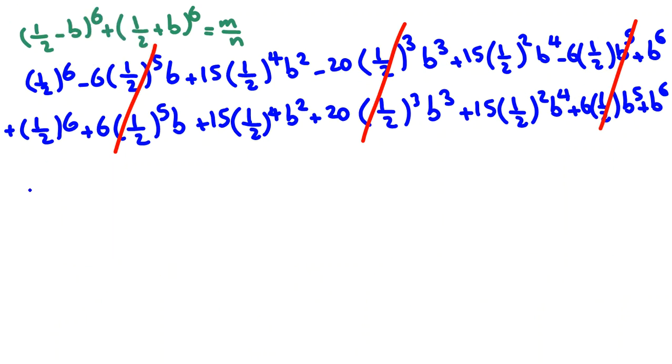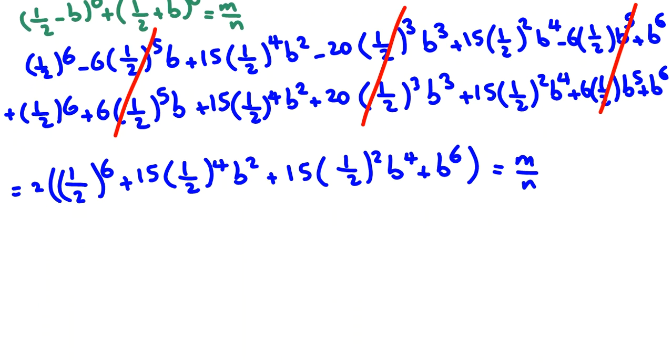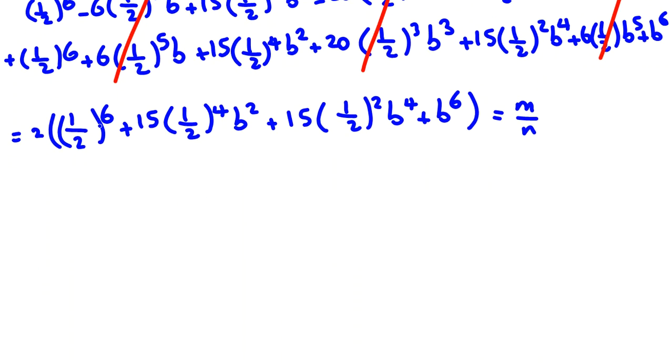Okay, so it will be what? 2 times (1/2)^6 plus 15 times (1/2)^4 b^2 plus 15 times (1/2)^2 b^4 plus b^6, it is equal to m over n. Now I want to calculate, it is what? 1/2 to the 6 will be 64, so 2 times 1 over 64 will be 1 over 32. It is 15 over 16. You have 2 times that, 15 over 16, and 2, 8 will be left. It is 15 over 4 because we multiply by 2. It will be 15 over 2.